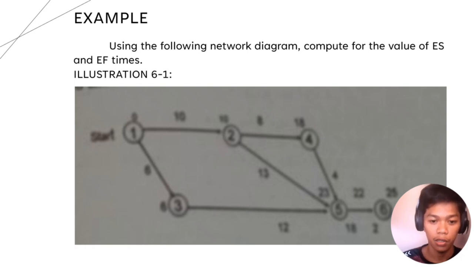For number 4, we have 4 to 5. For number 5 to 6, we have 22 to 25. The next is 3 to 5. So we have 12 to 5, so 18.